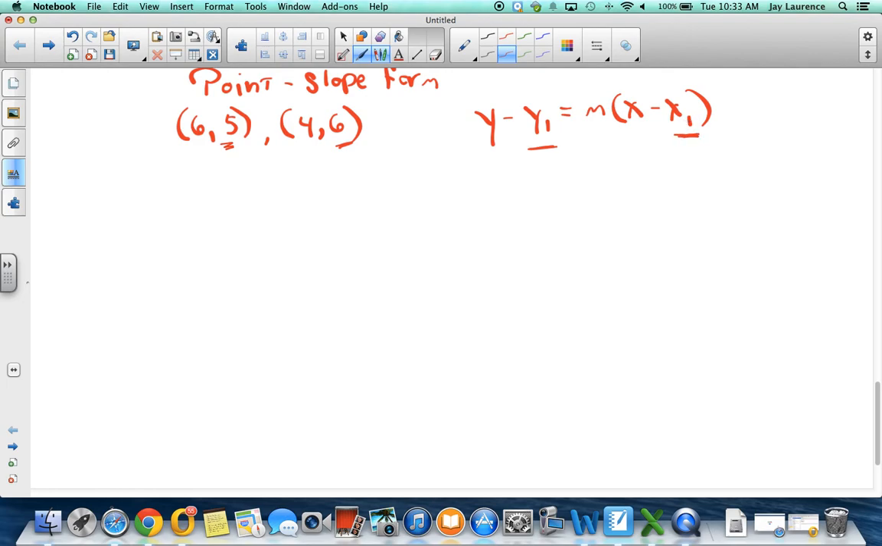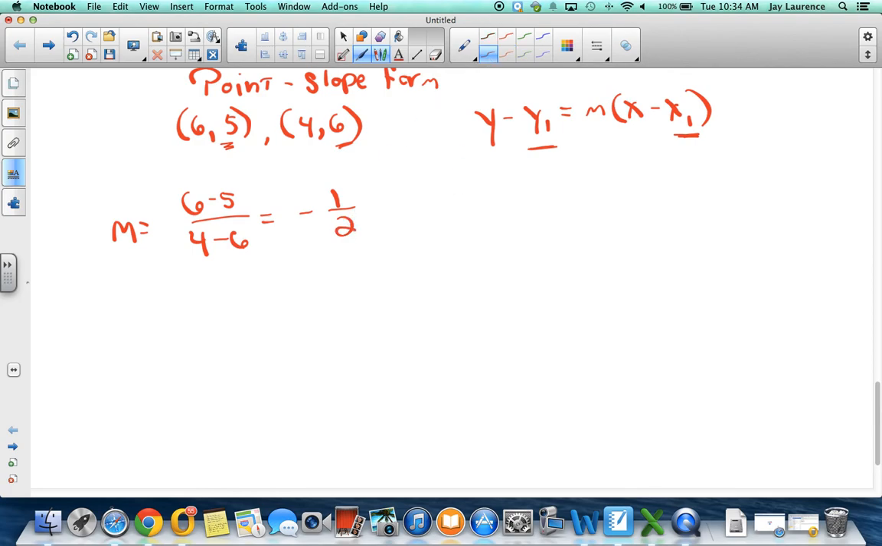I have x's, I have a 6 and a 4. Now, by the way, if I choose the 5, I have to use the 6. If I choose the 6, I have to use that 5. The only problem is I don't know the slope. Well, let's figure it out. Let's subtract our y's, 6 minus 5, and then subtract our x's, 4 minus 6, and I believe I'm going to get negative 1/2. So my slope is negative 1/2.